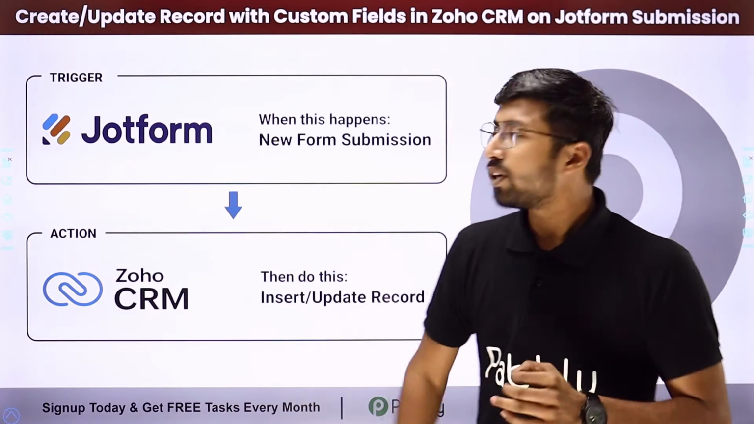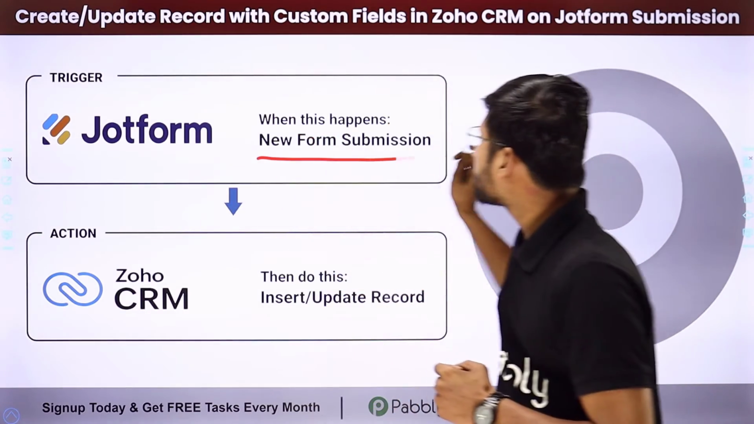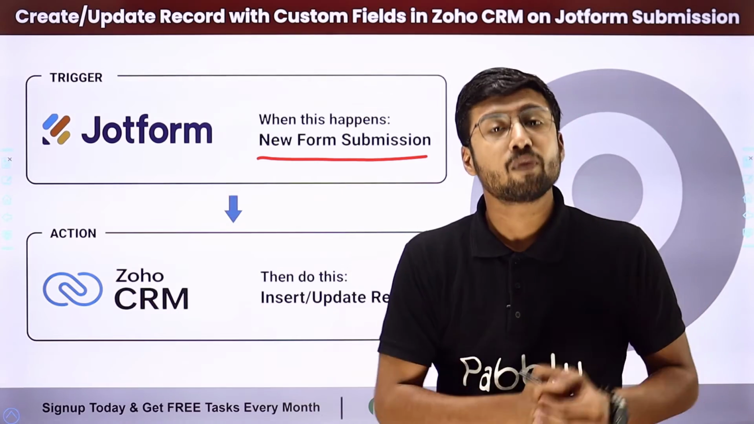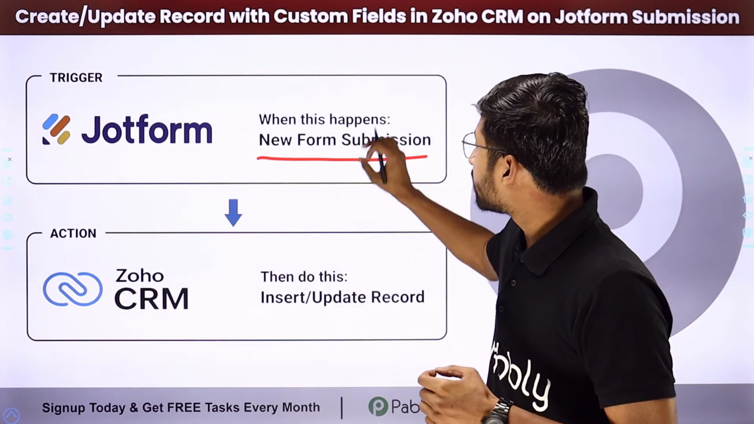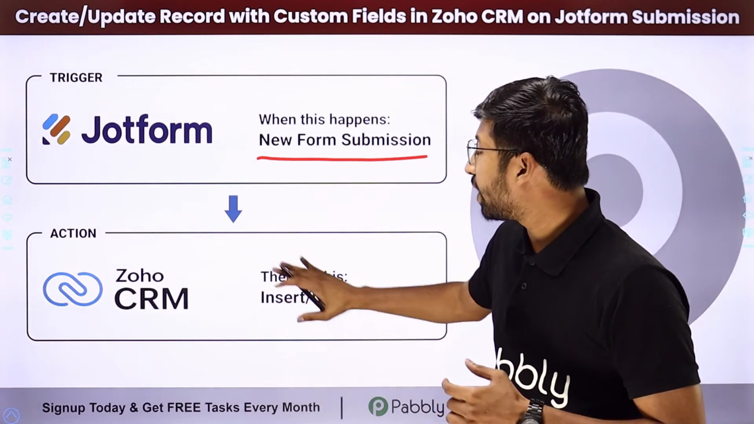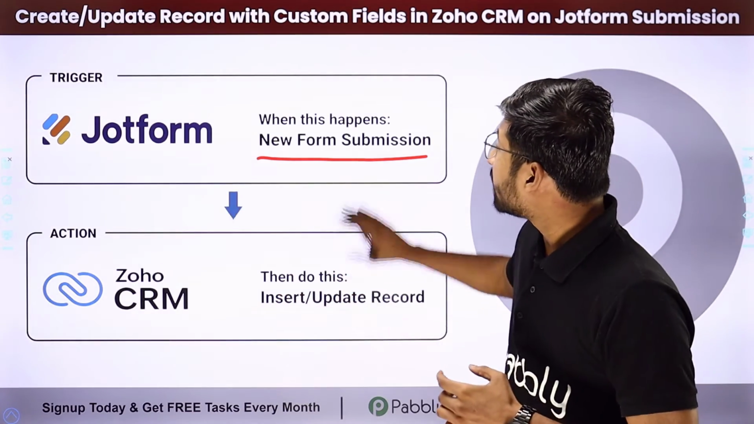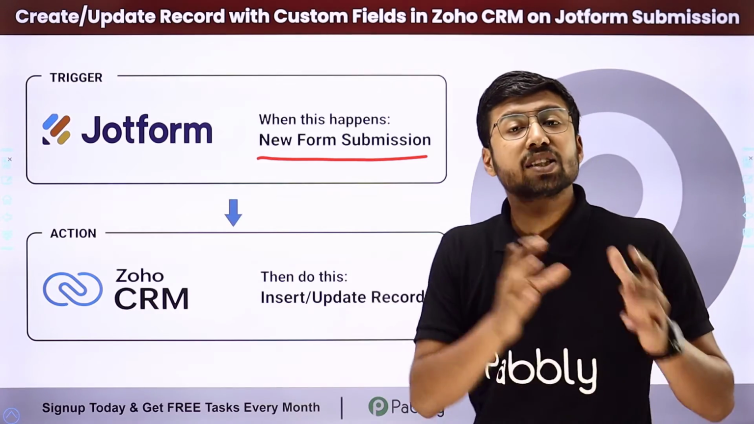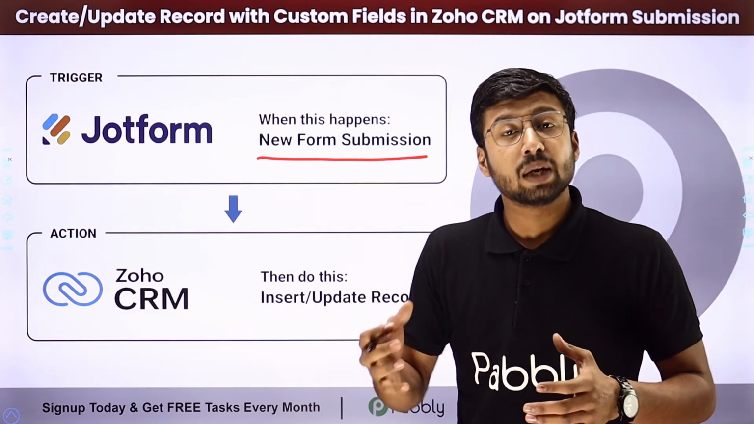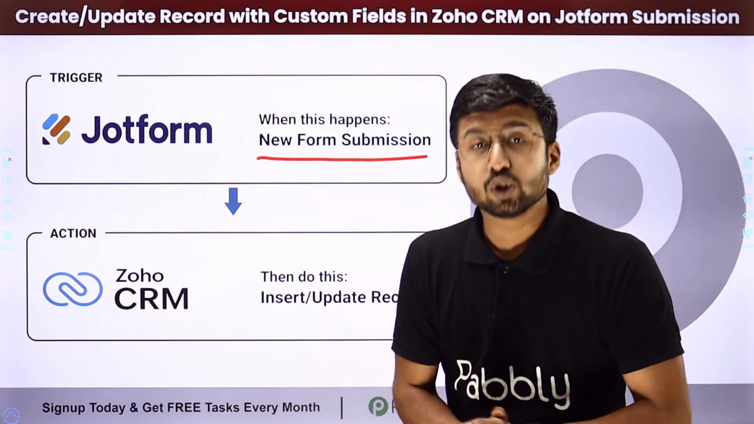Now you want that whenever you receive a new form submission, a new response, let's say from a user in Jotform, the details of this form submission should be created as a new record in Zoho CRM. Or if you already have the details of these users, in that case, the record should be updated. The details should be updated with the custom fields which you have added.